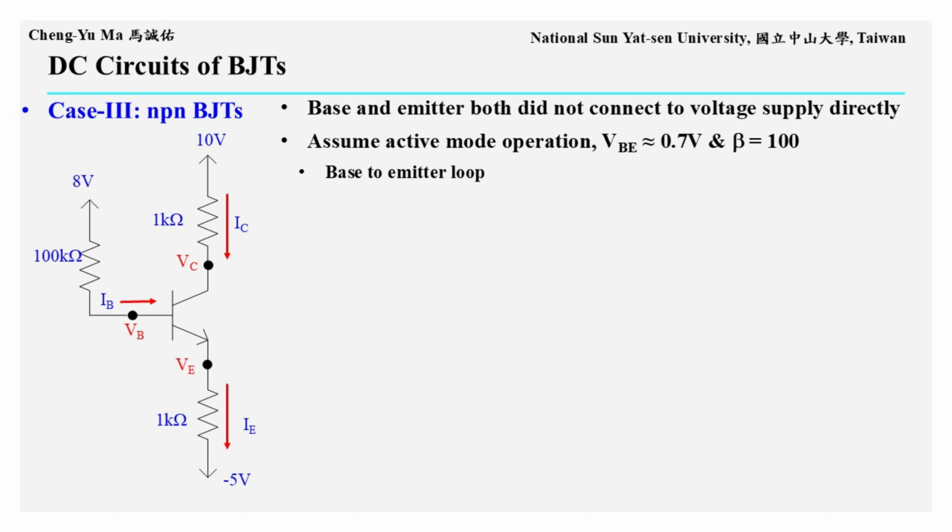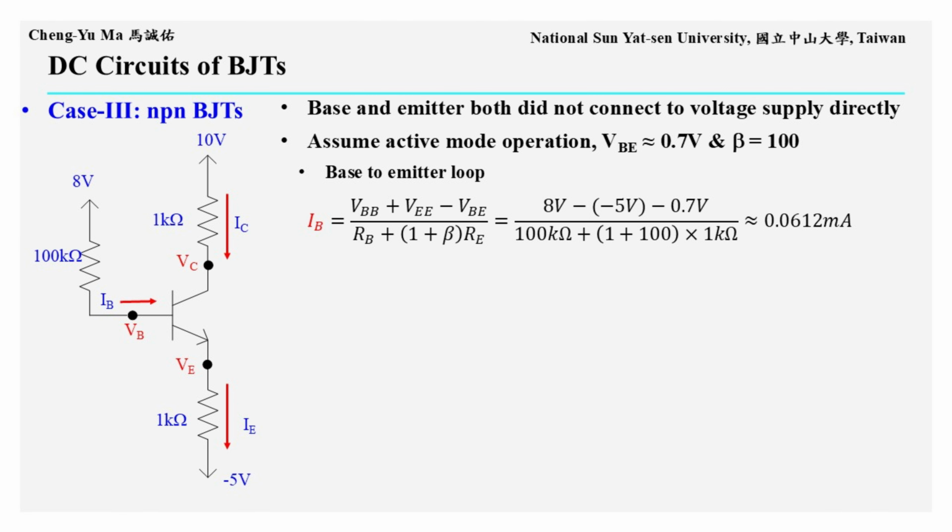Now let us work through a case 3 NPN example. We first assume active mode. Therefore, VBE is approximately 0.7 volts and beta is 100. As usual, we begin with the base to emitter path. Using the resistance reflection rule, we solve for IB.